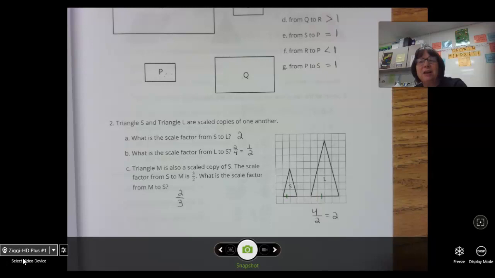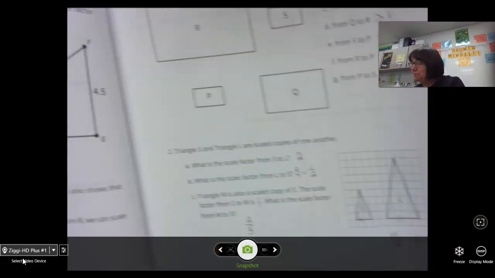So it's just like you and your brother. Your brother might be twice as big as you, but you are half as big as your brother. Okay? It's just a reciprocal relationship.